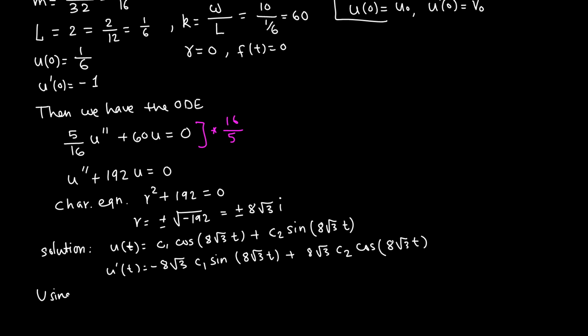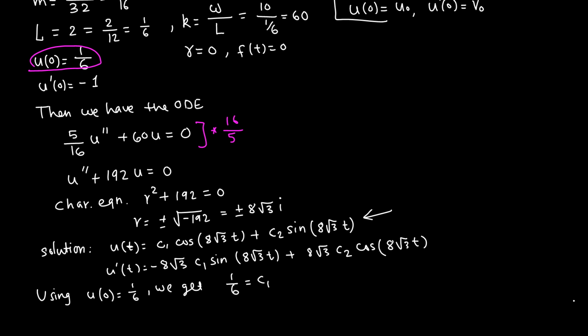Now using the first initial condition, which is here, u0 equals 1/6, we get from the first equation here, u is 1 over 6 when t is 0. So c1 cosine 0. Cosine 0 is 1. So just c1 plus c2 times sine 0, because t is 0, sine 0 is 0, the whole thing is 0. So c1 is just 1 over 6.